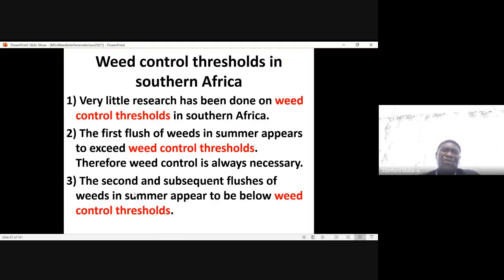Now, on the use of weed control thresholds in Southern Africa or even in Africa, there's very little research which has been done to establish various weed control thresholds in crops. In fact, we are not using it as a management tool because we don't know these weed control thresholds.